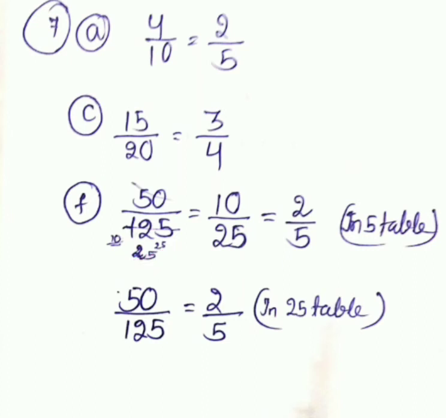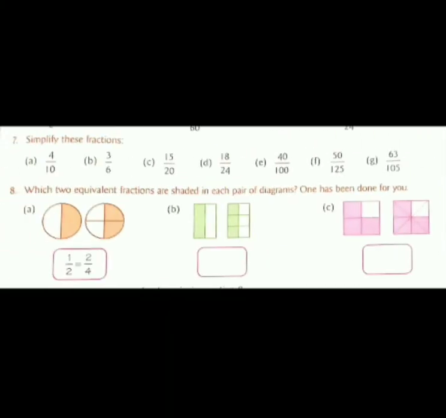Now students, the rest of the numbers of question number 7, solve it yourself. Now see question number 8. Which two equivalent fractions are shaded in each pair of diagrams? One has been done for you. Students, you can see in your book. One answer is already given. Here the shaded part means the fraction is 1 by 2. Here 4 parts are there, 2 parts are shaded. That means the fraction is 2 by 4. Like that, you have to solve these two.